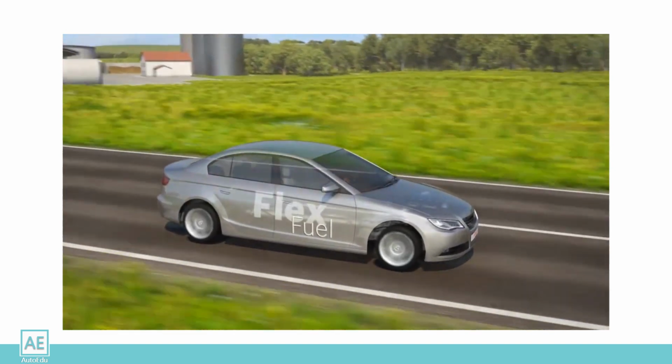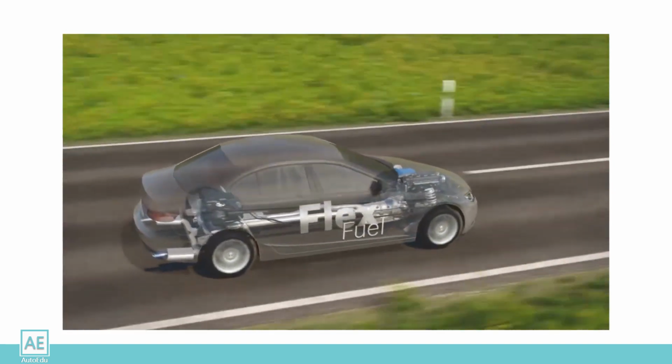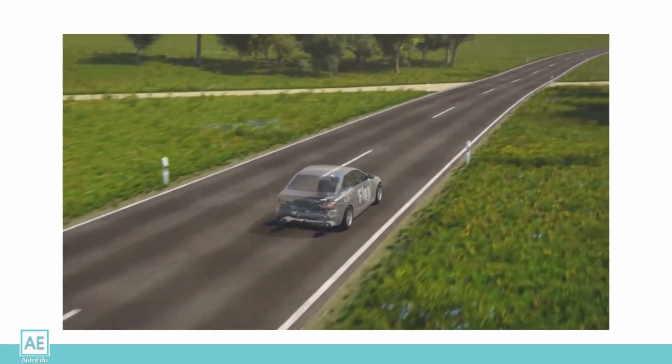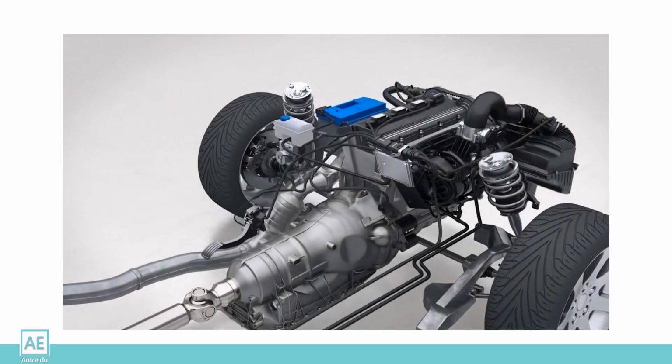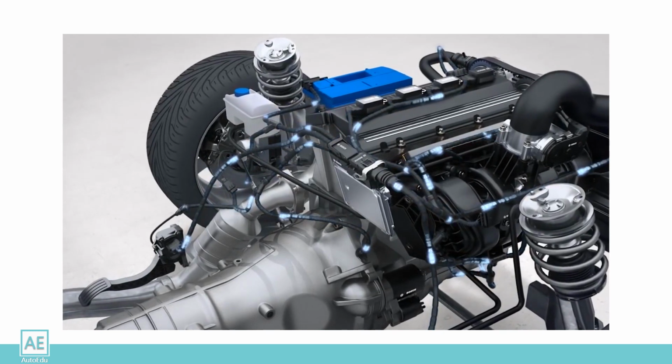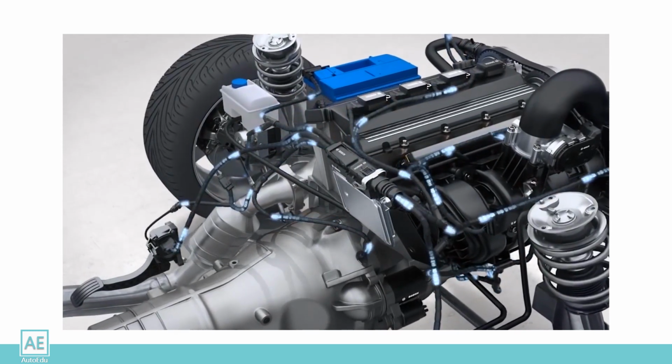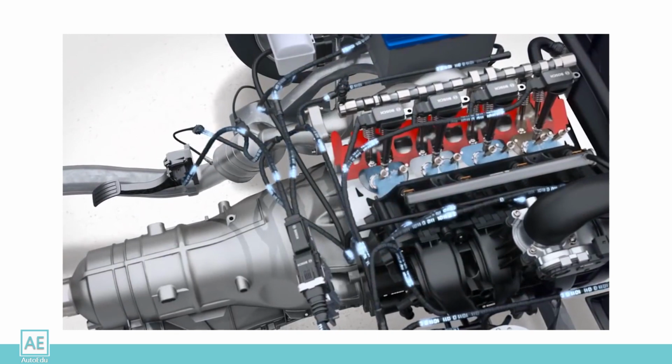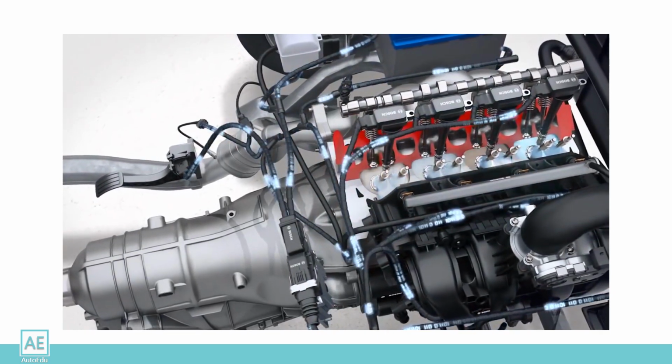With the advent of fuel injection, there were changes in the processes of mixture formation and electronic control of engine operation. Since then, petrol engines are more powerful, reliable, economical, and environmentally friendly.